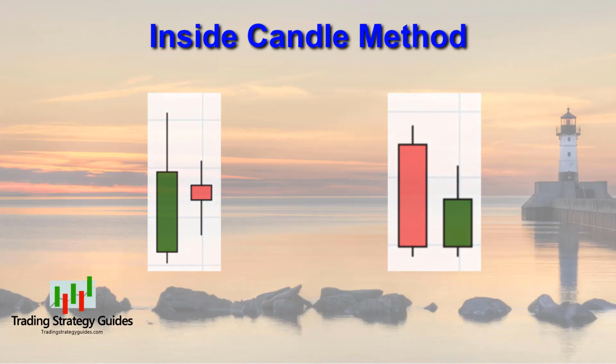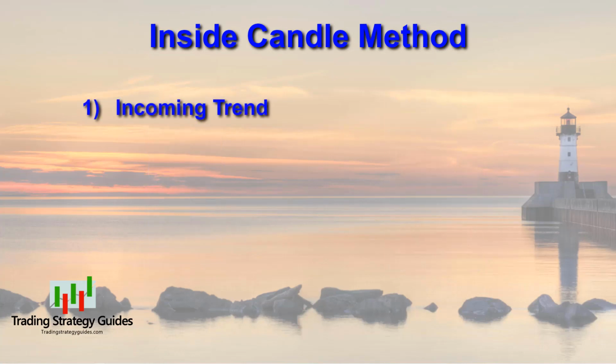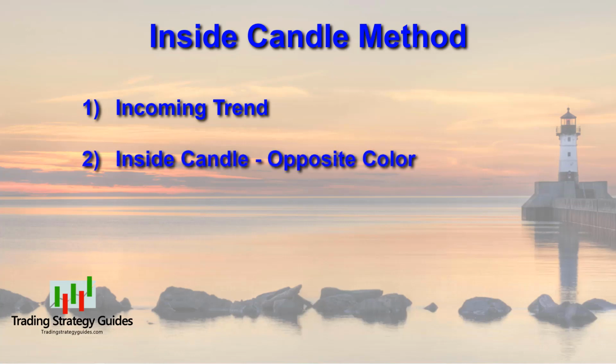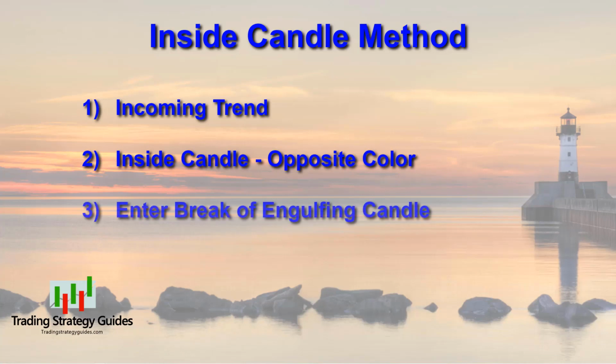Here's the set of rules for this entry method. Rule number 1, look for an incoming trend. The inside candle method is a pause or reversal of a trend. It is much more effective with an incoming trend. Rule number 2, look for the inside candle. It needs to be the opposite color from the larger prior candle. And lastly, rule number 3, enter a break of the larger engulfing candle in the direction of the break.